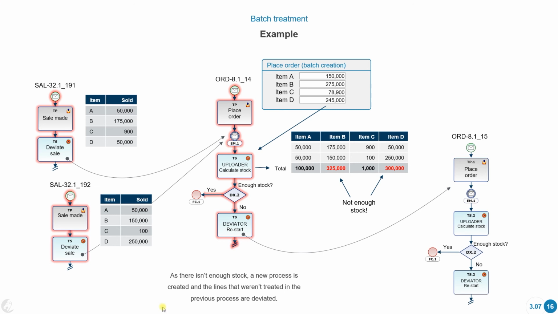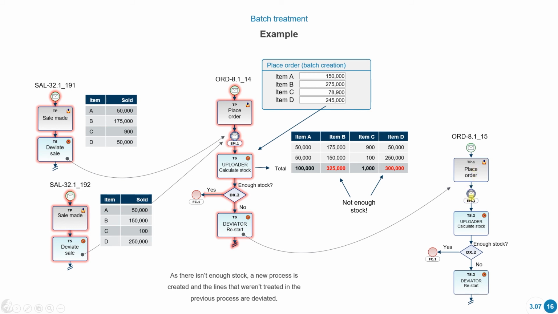Okay, so here, since there wasn't enough stock, we're going to deviate not only the amount of items that were sold and that weren't available in stock, but we're also going to place an order so we can actually cover this new sale that was made. So we deviate the flow, a new order takes place. Once that's done, we stop the flow again.